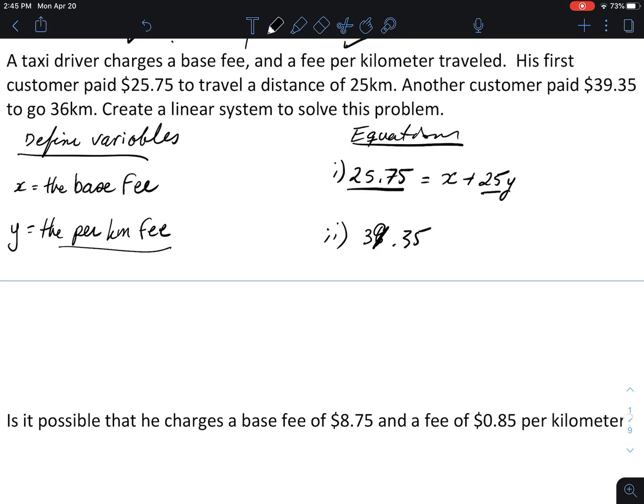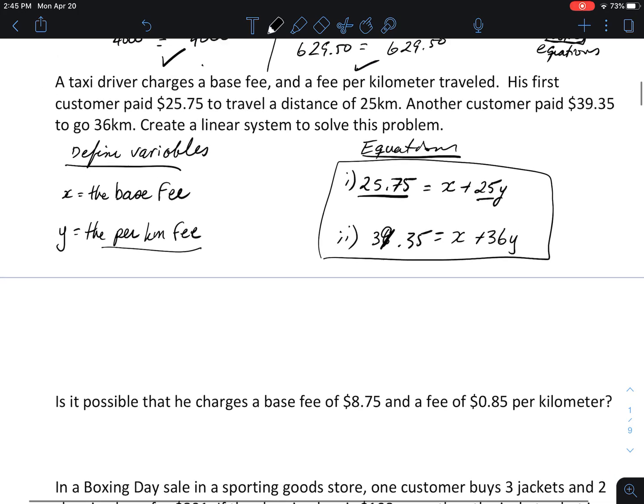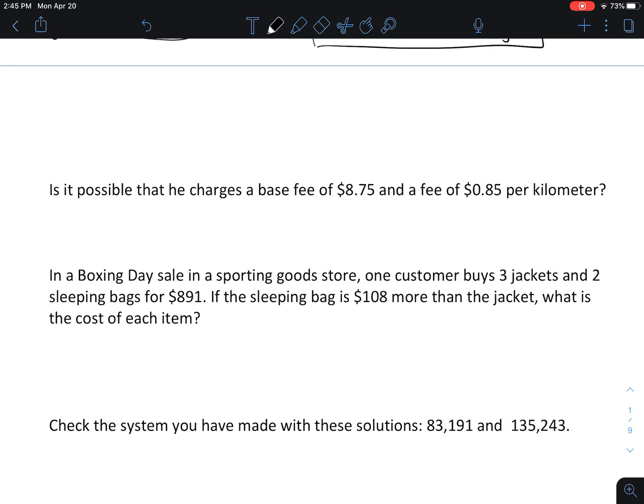And the second equation, 39.35 is the basic fee plus 36y. So I hope you got those two equations. Maybe you have different variables, but that's the idea there. Is it possible that he charges a base fee of $8.75 and 85 cents per kilometer?